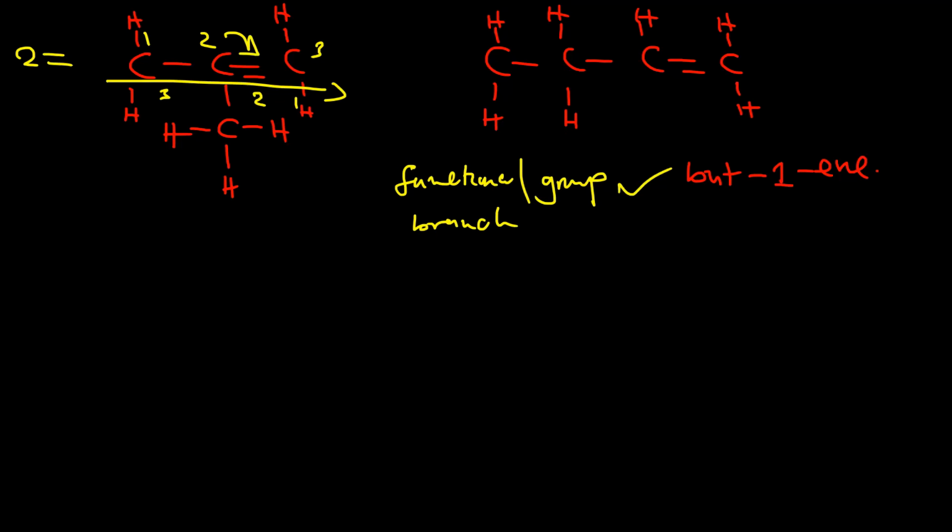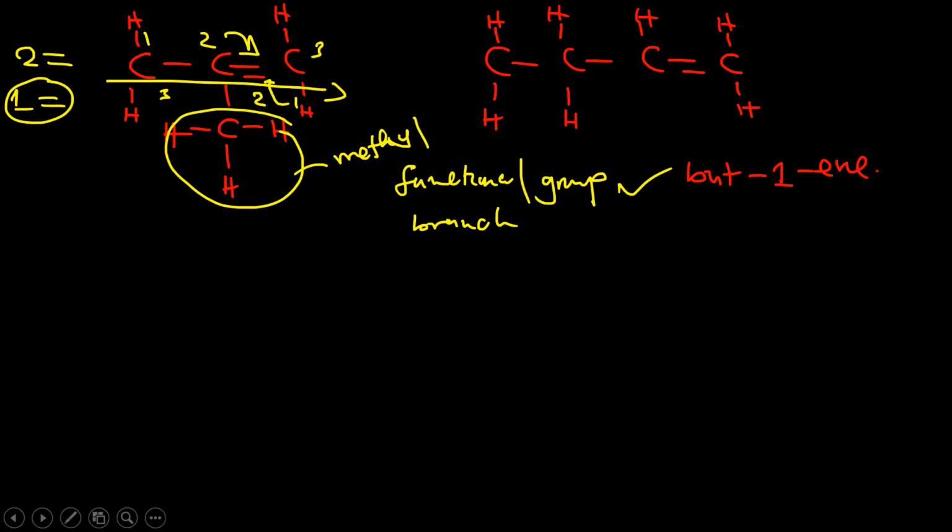But going backward, the double bond is at carbon 1. So you consider the one that gives us a lower number. And therefore the double bond is at carbon 1. Pay attention: the name of the branch is methyl, and the branch is at carbon 2. So the first number is for the branch.